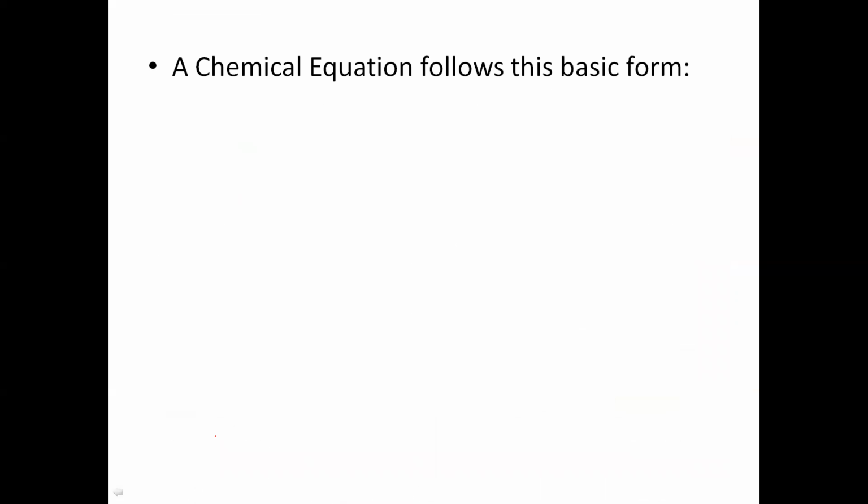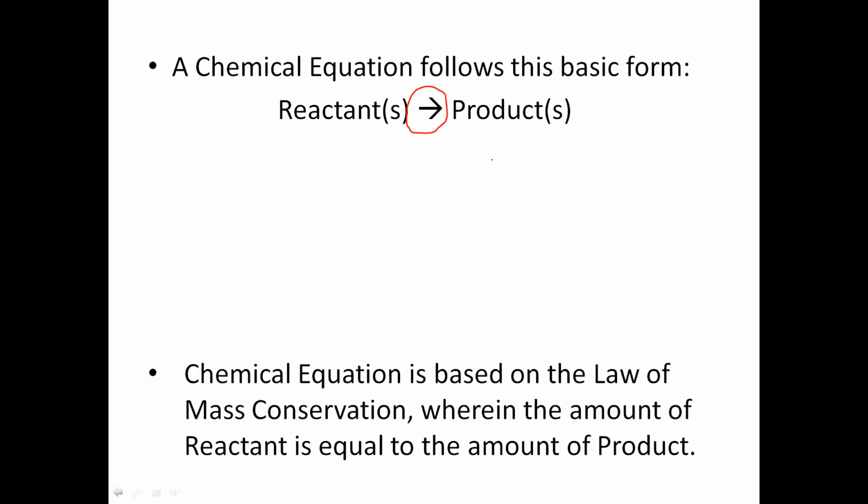Now, a chemical equation follows this basic form. As we have mentioned, on the left side is the reactant or the reactants, and on the right side is the product or the products. And they're separated by this arrow symbol, the yield symbol, also known as the reaction mechanism symbol.